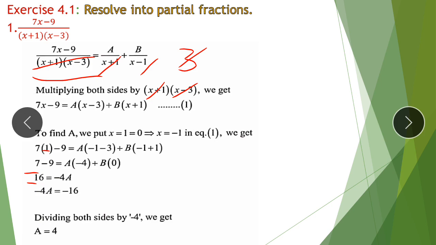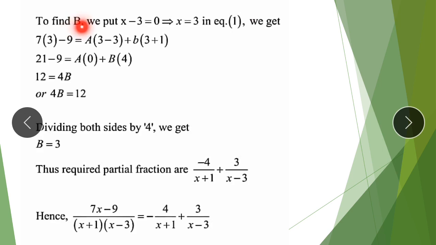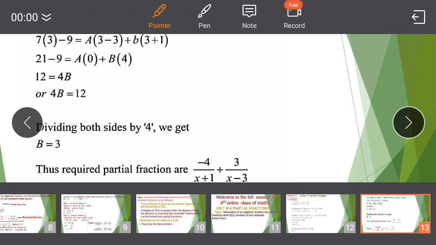The next value is x is equal to 3. When we put the value of x in the equation, we will get 3 minus 3 is 0, 3 plus 1 is 4, and 4B is equal to 12. When 4 is shifted to the other side of the equation, it will be in division form, and 4 threes are 12, so the value of B will be 3.